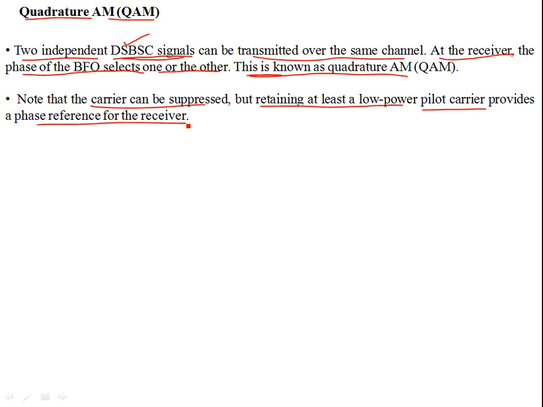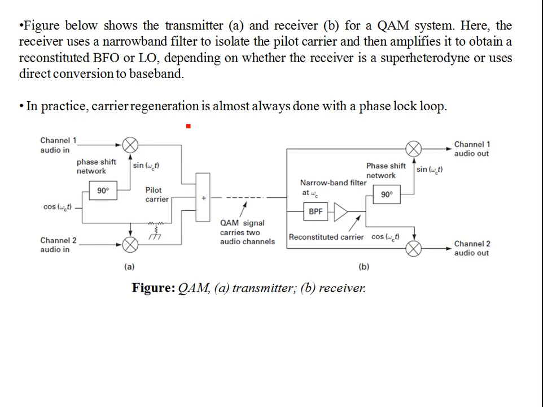So we need a phase reference for the correct phase and frequency carrier insertion into the superheterodyne receiver, so that we don't have any error in the amplitude of the received signal. Now let's have a look at this schematic. This is a QAM transmitter, and then we have a receiver.